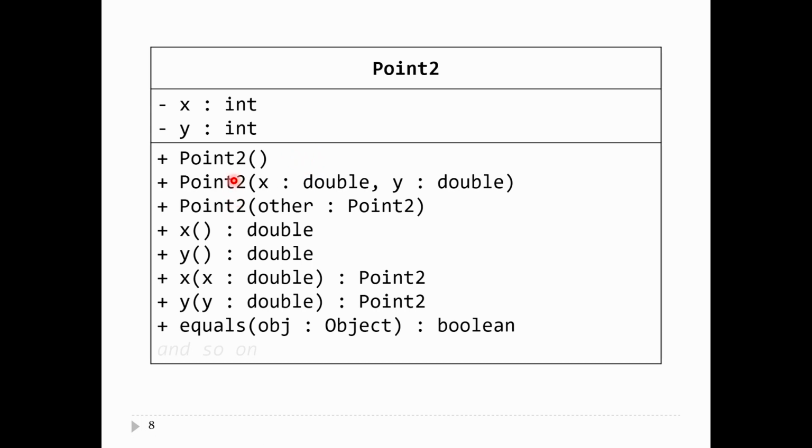We've got two other constructors here that are both public. We have a method called x that returns the x coordinate of the point, so that returns a double value there. You've got a method called y that returns the y coordinate of the point, so that returns a double there, and so on and so forth. So this gives you a very compact representation of your class.